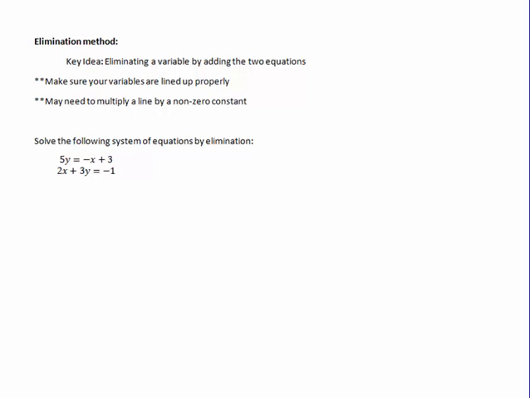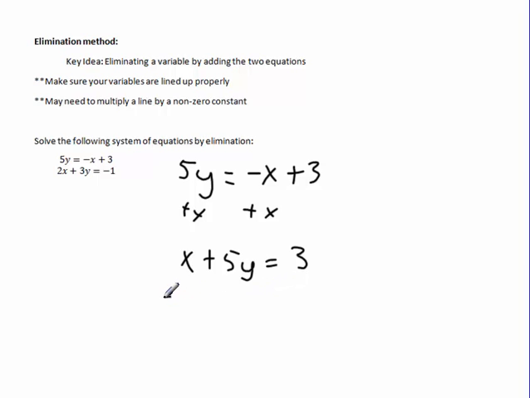But before we do anything with this system of equations here, my variables aren't lined up right. So I need to manipulate this first equation. If I add x to both sides of this top equation, let's rewrite it here. I have 5y equals negative x plus 3. And if I add x to both sides, then I get x plus 5y equals 3. And here I have 2x plus 3y equals negative 1. I just rewrote my second line so I could look at my system here.